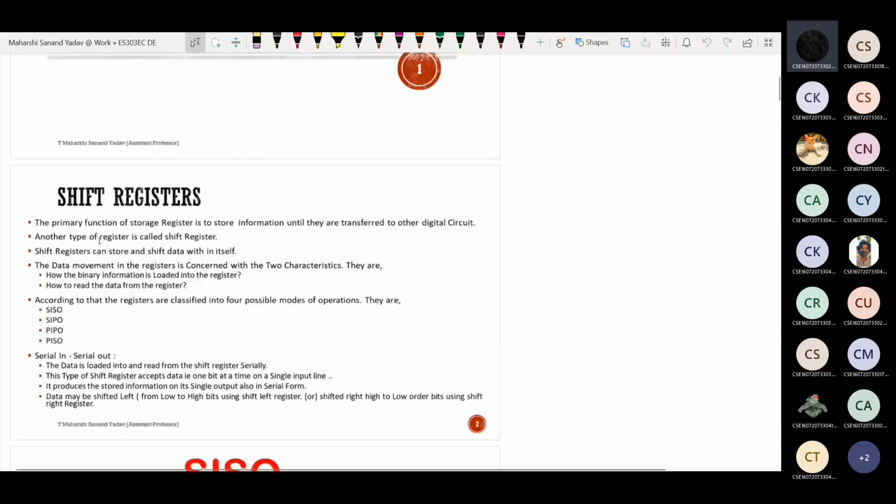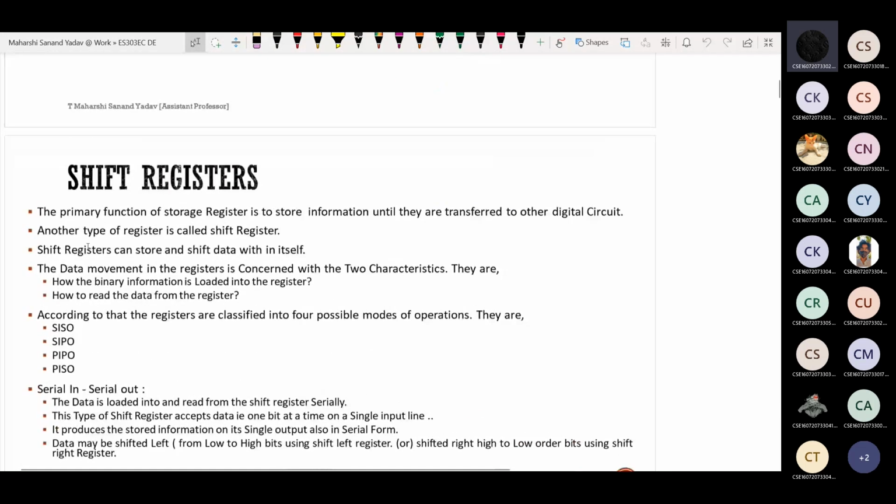Shift registers. The primary function of a storage register is to store information until it is transferred to another digital circuit. So generally a register is used for the sake of storage. Suppose you want to shift the content which is present in it, you need to go for a concept called a shift register. So the content gets shifted whenever you apply a clock pulse. So one is the storage register, the next one is the shift register.